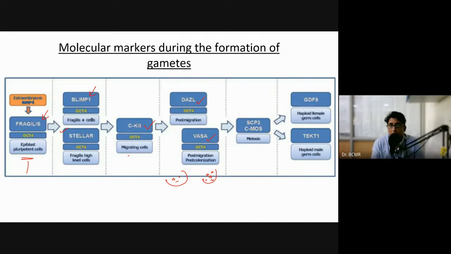If they're undergoing meiosis, then it is CMOS. And if it is sperm, you have TEKT1. And if it is egg, then it is GDF9. Okay, these are markers. Markers means if a cell has high c-kit expression, then it would mean that these are primordial germ cell-like, and they are at the migration stage. Like that, we use these as markers. These are protein factors that can be detected by several techniques.